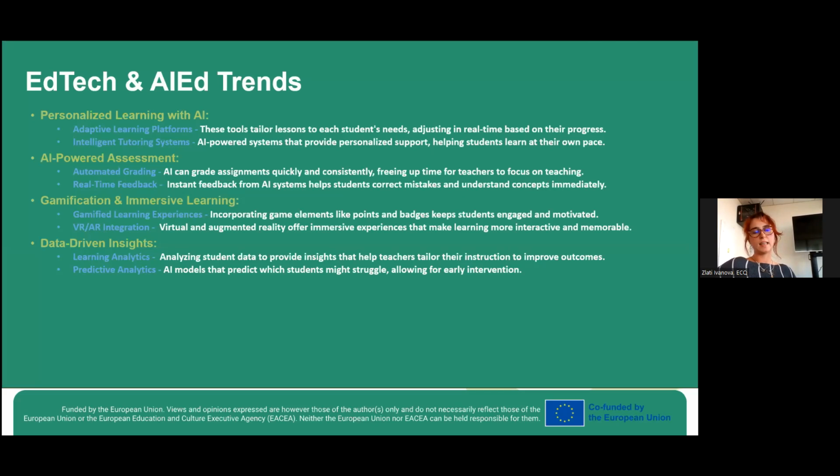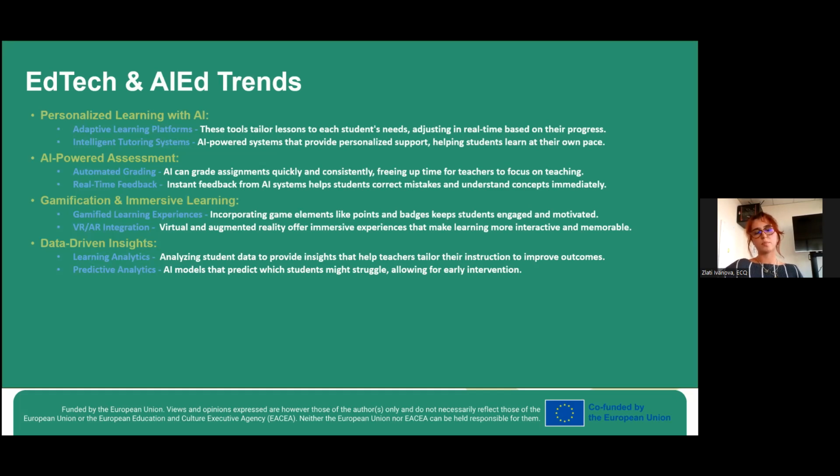So we have the EdTech and AI trends. Basically, EdTech and AIED are the terms you would see a lot if you research the topic. EdTech means educational technology, and AIED means artificial intelligence in education. I believe most of you are familiar with the trends, but we're going to glance over them just to see what we are to expect with regards to innovation in education. So we have personalized learning with AI, which is done through intelligent tutoring systems and adaptive learning platforms.